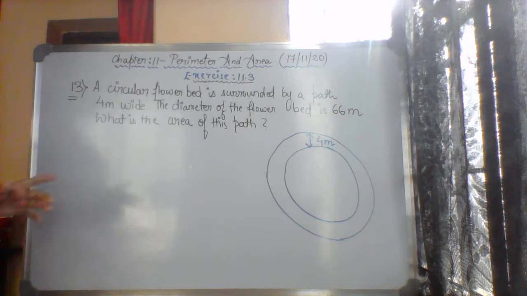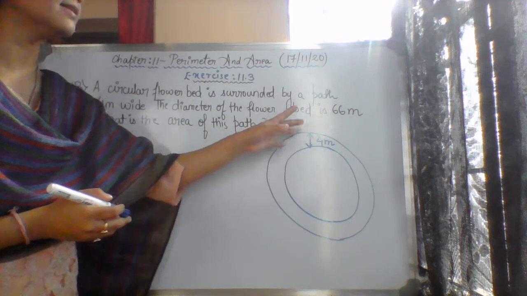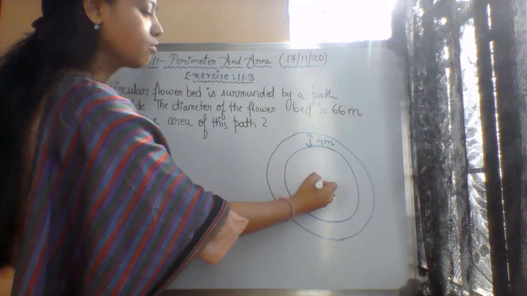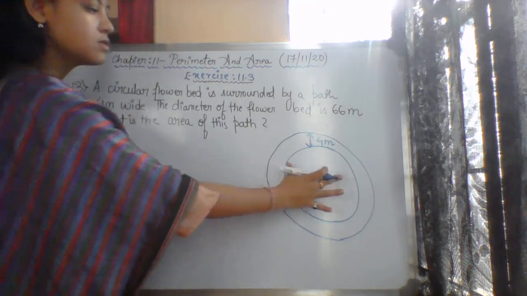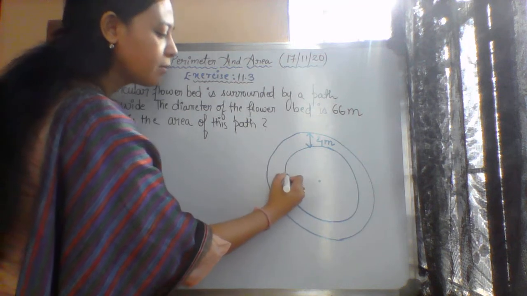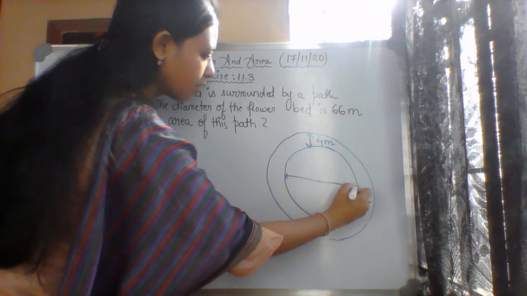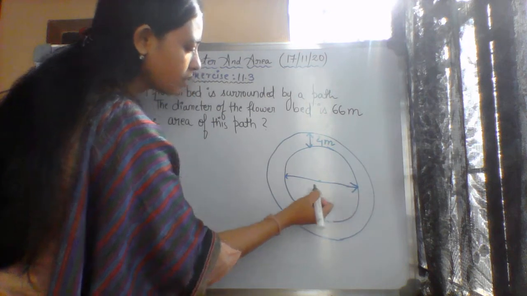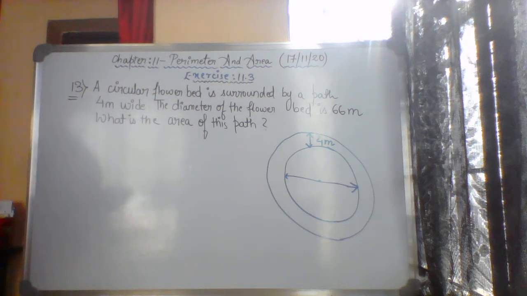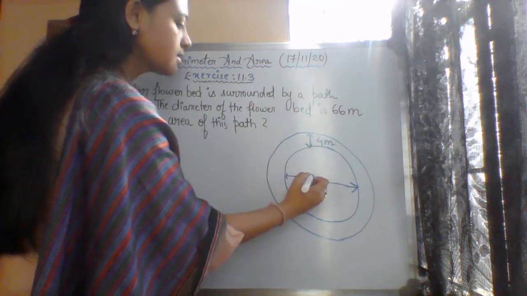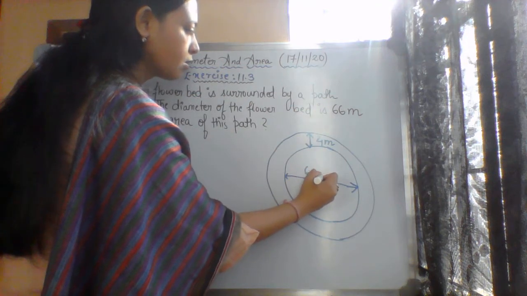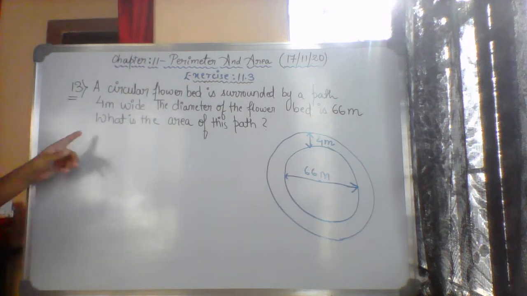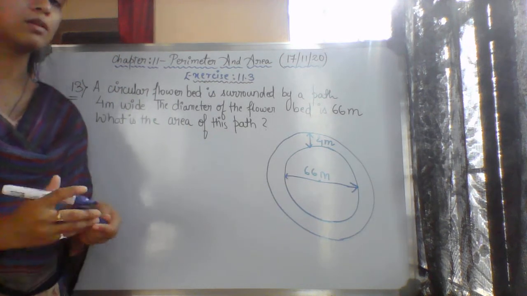Okay, the diameter of the flower bed is 66 meter. Diameter of the flower bed. Which one is the flower bed? This smaller circle. So diameter, meaning you already know, twice of radius. The diameter of the flower bed is 66 meter. Okay, what is the area of this path?